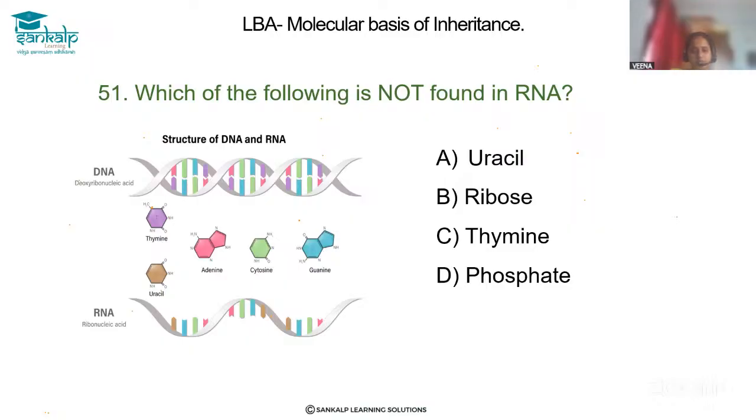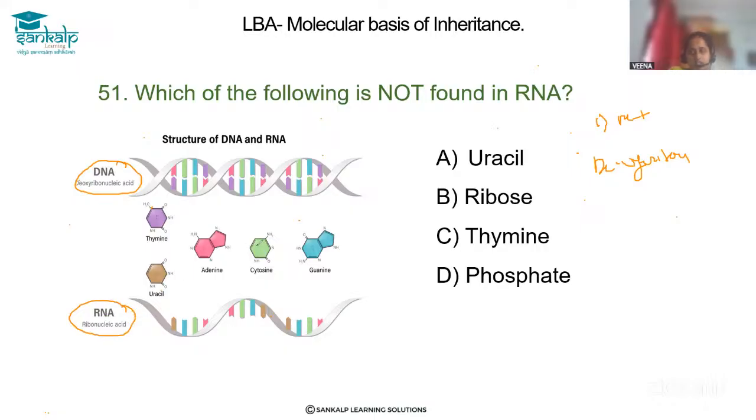Let's solve question 51. Which of the following is not found in RNA? Dear students, you have already learnt the components present in DNA. In case of DNA, the pentose, sorry, deoxyribose is present. Here I will explain that there are two differences. DNA contains deoxyribose nucleic acid, and in case of RNA, ribonucleic acid is present.